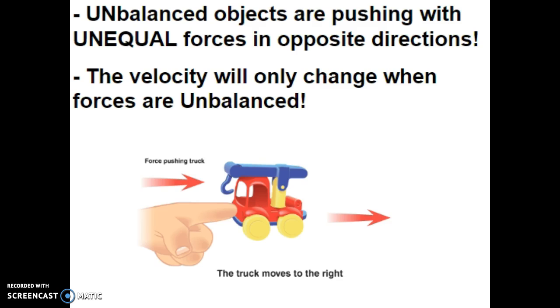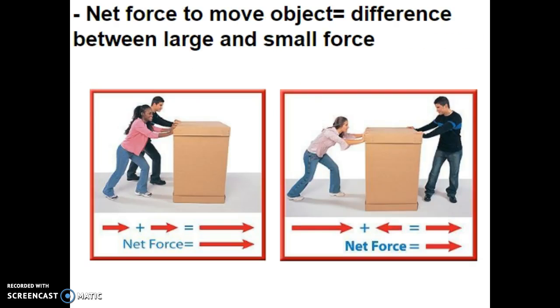Unbalanced forces are objects pushing with unequal forces in opposite directions. Velocity will only change if forces are unbalanced. To find the net force that moves an object, when we combine those forces, you take the difference between the larger and the smaller force. Again, on the left we have the two working together, so they are combining their forces into a net force. And on the other picture, we have that opposition. So the difference between the larger and smaller force is the motion in that direction.